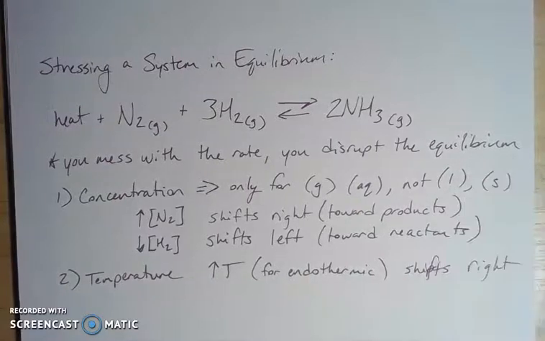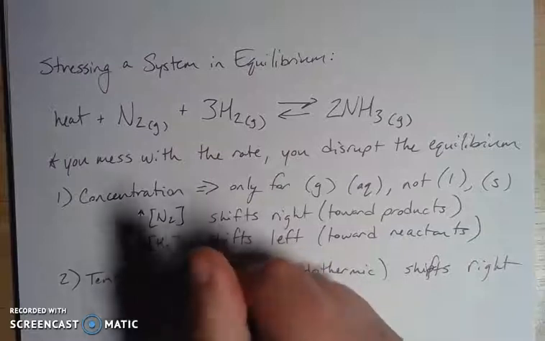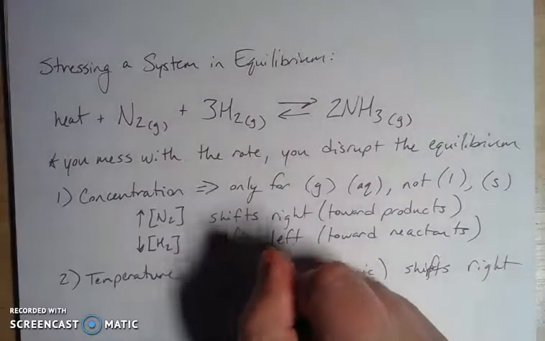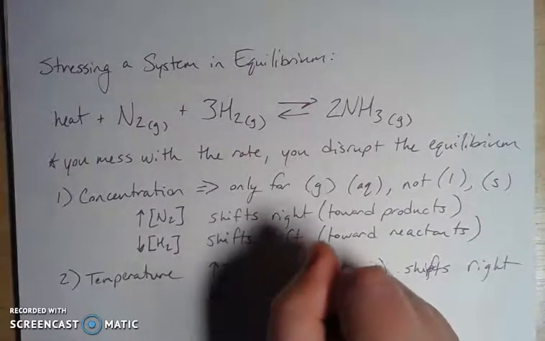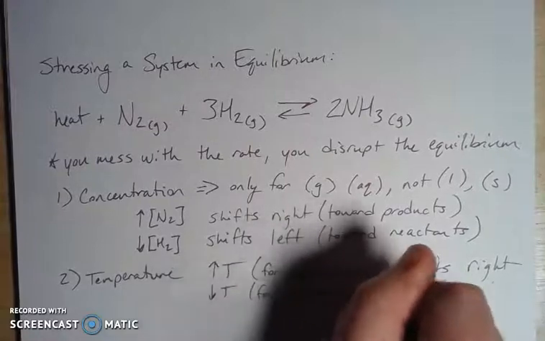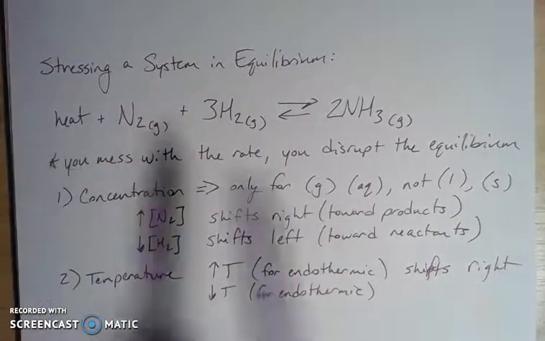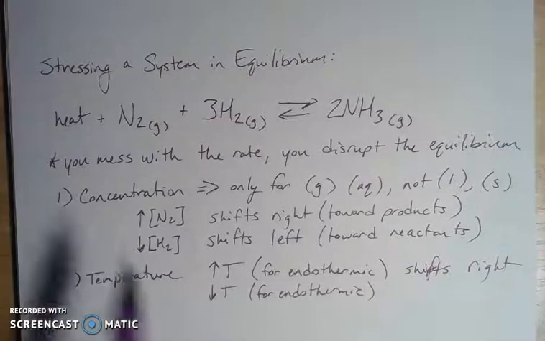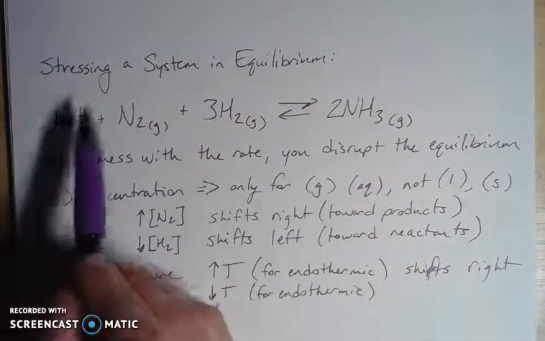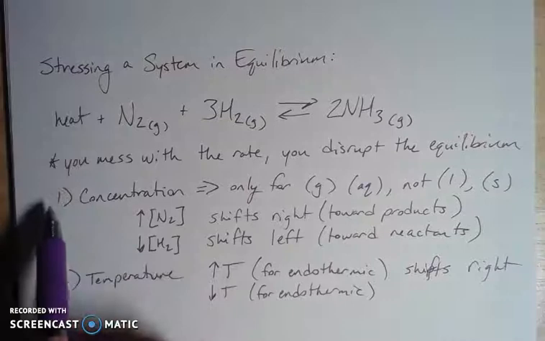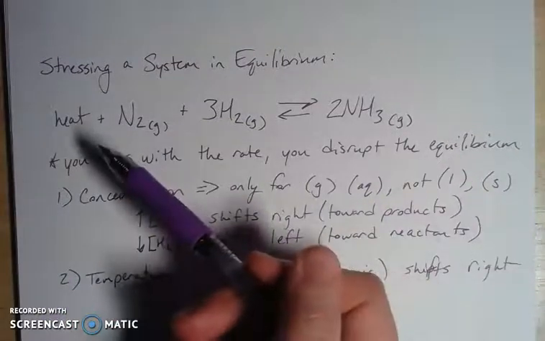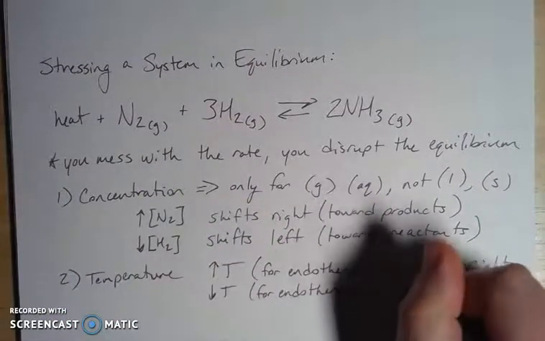So we shift right. And if I was to decrease the temperature for endothermic, so if I cool things off, cool it down, cool it down, that's going to push it in the opposite direction, right? Again, we can think about heat as a reactant. If I remove some heat, if I remove a reactant, then the reaction is going to shift to fill that void.